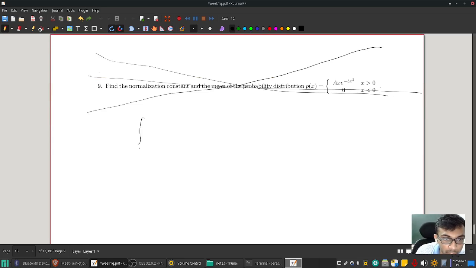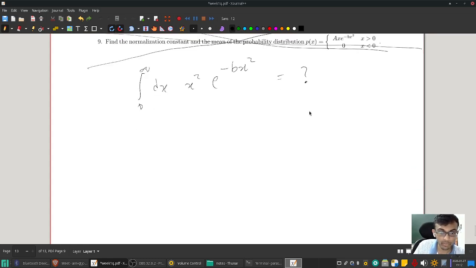So there is a very nice and cool trick to do integrals of this kind. So here we have x square e to the minus bx square. So first of all, we start with the Gaussian integral 0 to infinity dx e to the minus bx square.